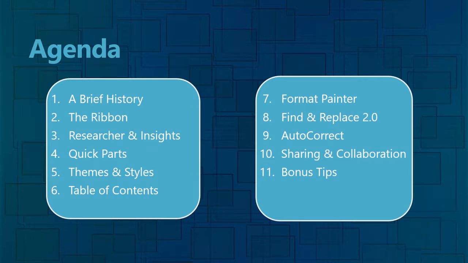can see. So we're going to cover the ribbon and how to customize it. We're going to talk about Researcher and Insights. We're going to go into how to set and use quick parts. We're going to take a look at the themes and styles, and show how to create a table of contents automatically. We're going to explore Format Painter, and show how to use the updated version of Find and Replace. We'll show you how to customize AutoCorrect, get into a little bit of sharing and collaboration, and then I've got a few bonus tips for you as well.